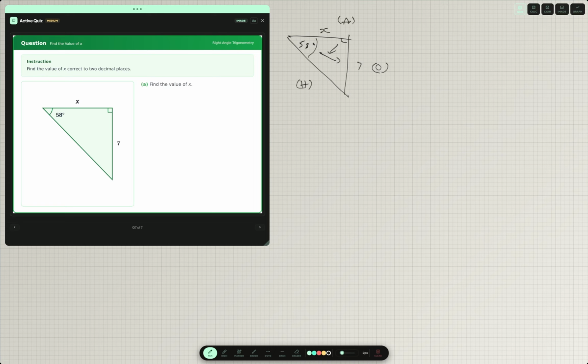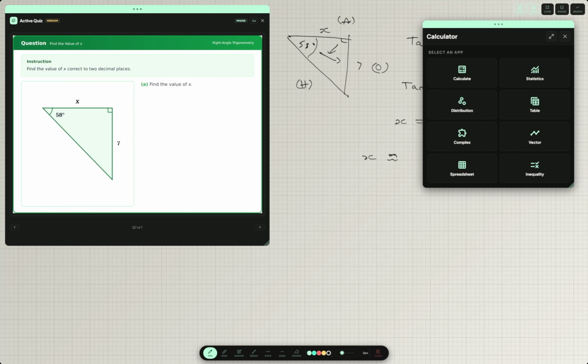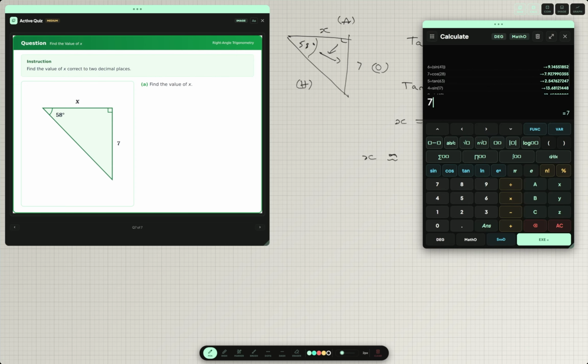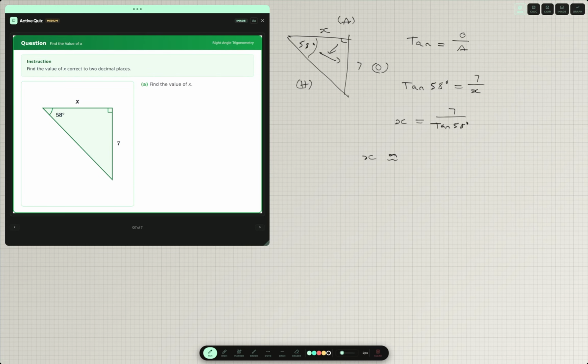Now, which trigonometric ratio deals with opposites and adjacents? Well, that's tan. Tan is equal to opposite over adjacent. And that means that we can write tan of 58 degrees is going to be equal to 7 over x. And that means x will be approximately equal to 7 divided by tan 58 degrees, which is 4.37.